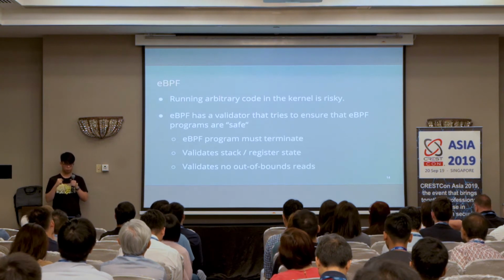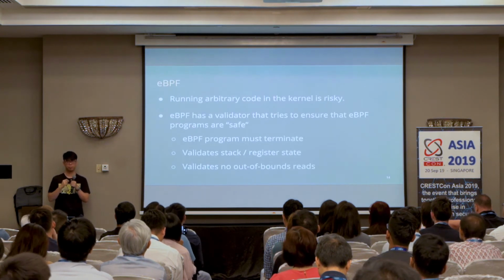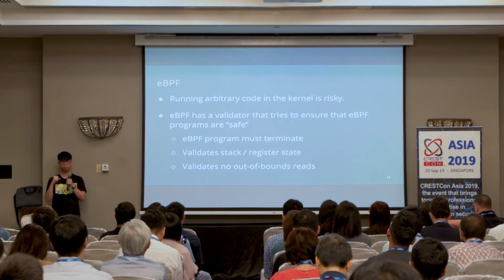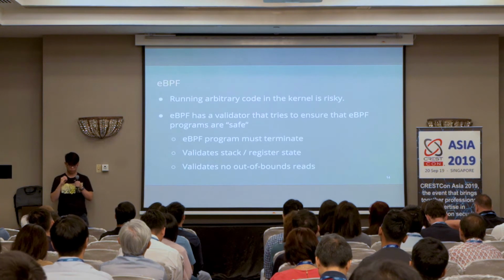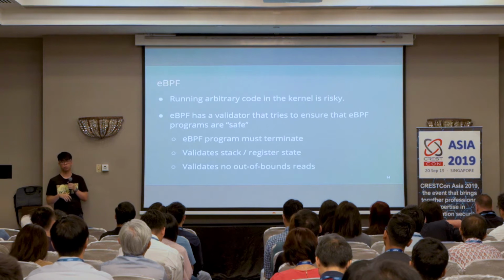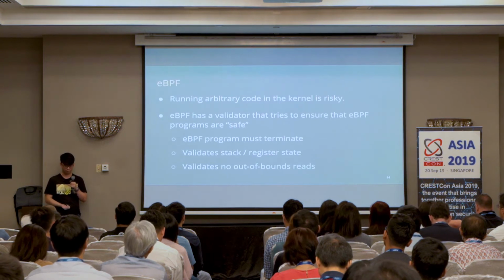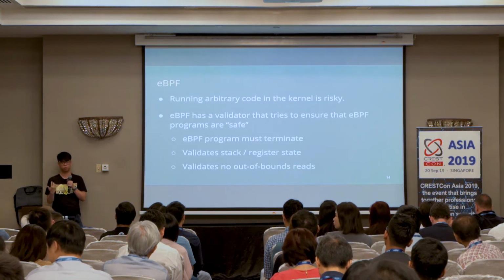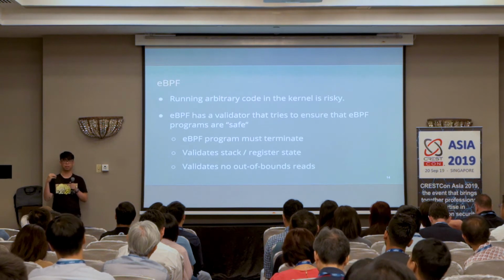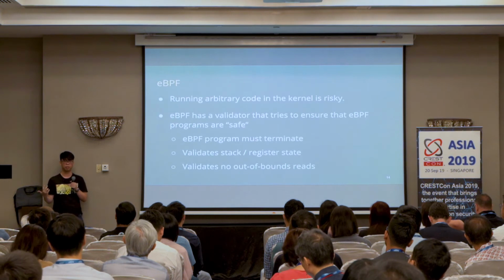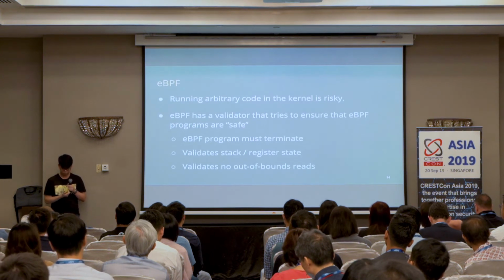And running arbitrary code in the kernel is very risky, which is why eBPF has something called a validator that tries to ensure that your eBPF program is safe to run in the kernel. The validator tries to ensure that your program will terminate, so you can't have an infinite loop in your eBPF program. The way that it does it is a depth-first search on the eBPF program's control flow graph to ensure that there are no things like infinite loops or undecidable loops at compile time.